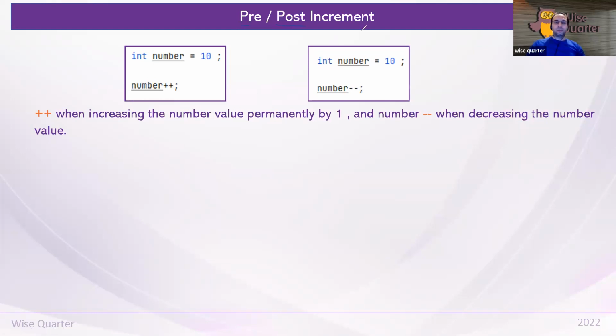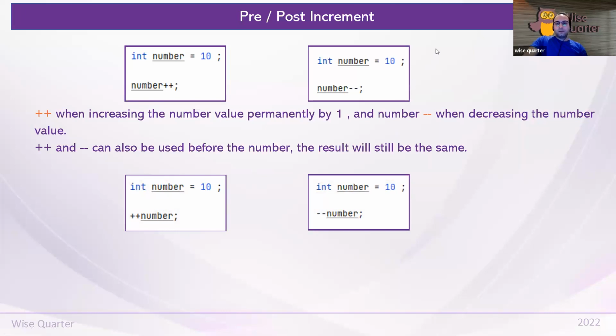Pre and post increments. We are going to increase or decrease the values. And we will use plus plus when we are trying to increase the value, minus minus when we are trying to decrease the value. Here you know, plus plus increases the value by 1, minus minus decreases the value by 1. Okay. So, there is a difference when I put plus plus after the number, or if I put it before the number. If the syntax is different, then something should be different from each other.